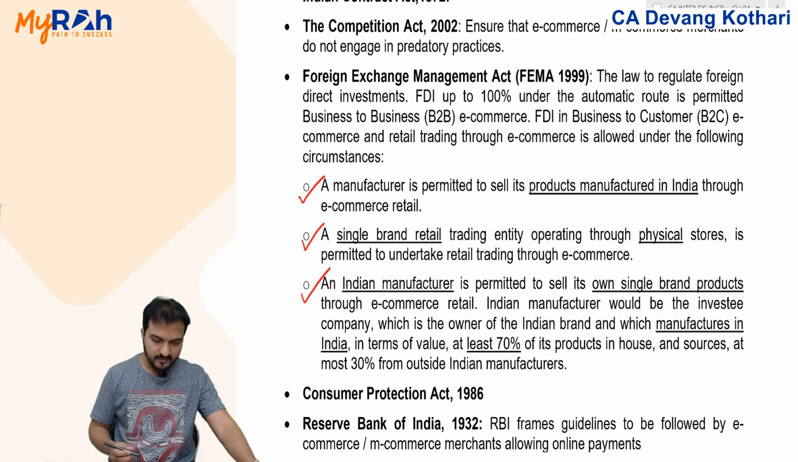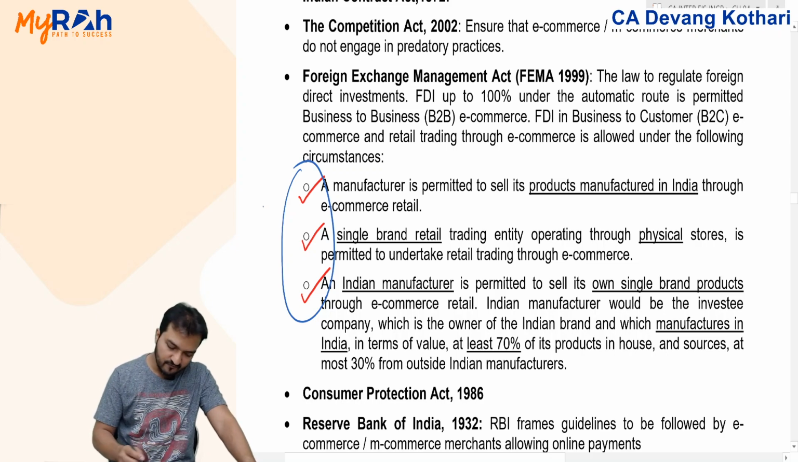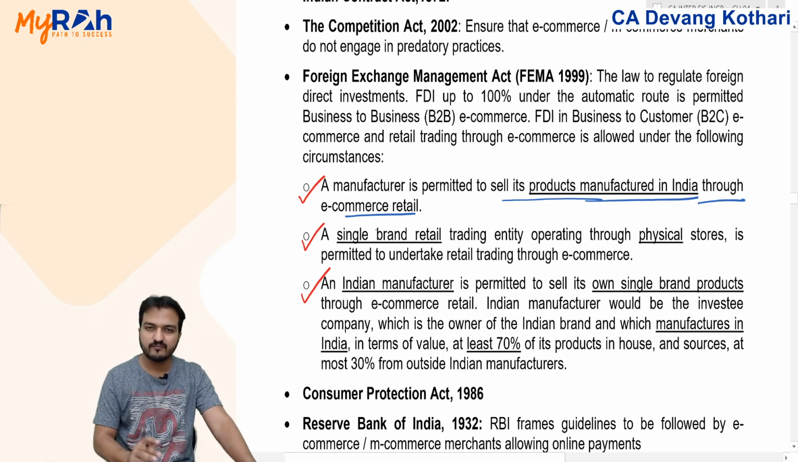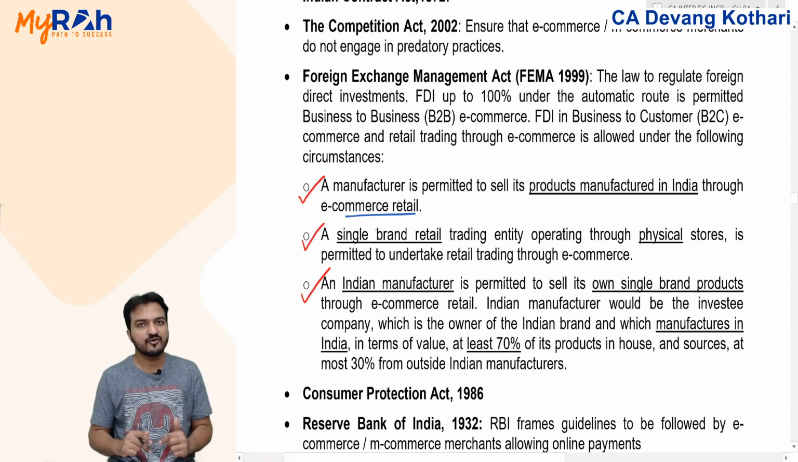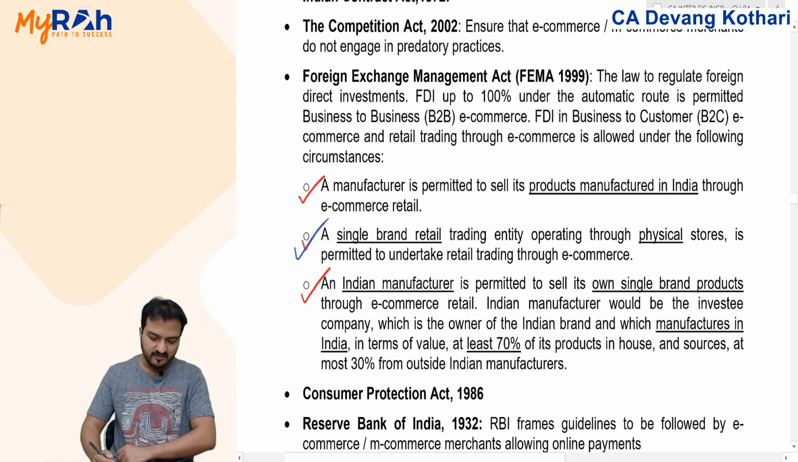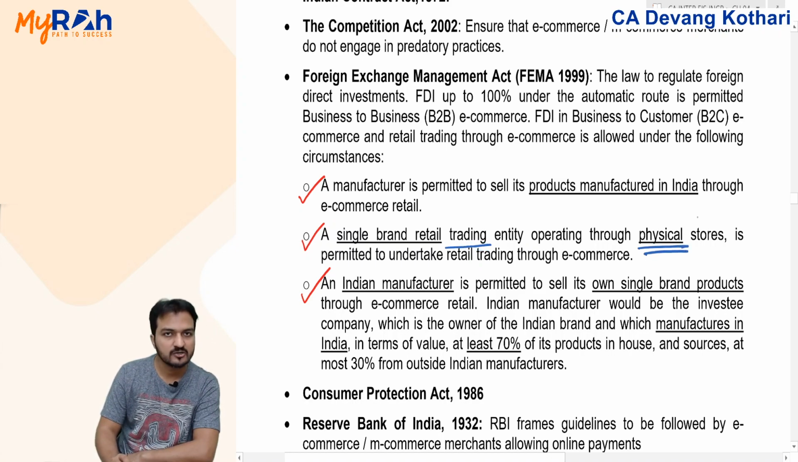So a foreign company can do e-commerce business in India if one of these three conditions is fulfilled. Say if the foreign company is a manufacturer, he is permitted to sell products manufactured in India through e-commerce retail. So the foreign company is a manufacturer, but he needs to set up a factory in India if he wants to do e-commerce retail in India. Or a single brand retail trading entity, not manufacturing. A single brand retail trading entity can do e-commerce in India if they have physical stores also in India.